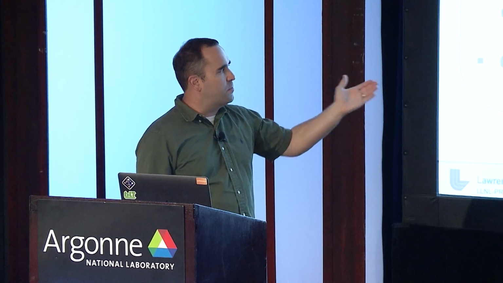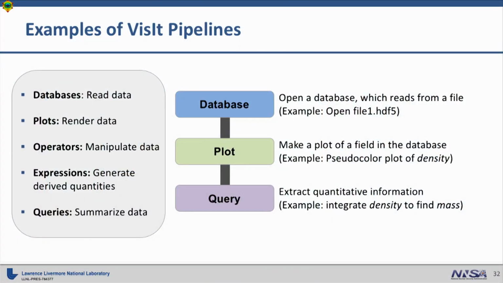Okay, so back to what we can do. If we make a plot, we can query a plot. So in the example before, I wanted to integrate density to find mass, also convolving it with the volume of each cell. Again, our query can give us that one number, X grams of something.